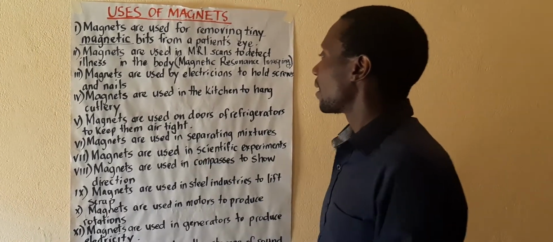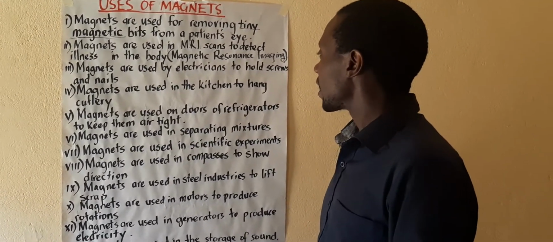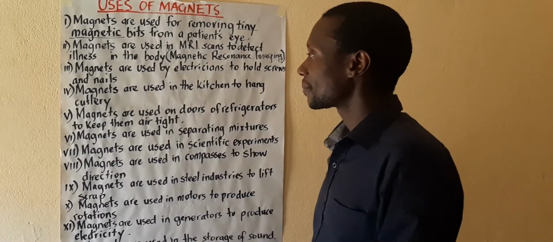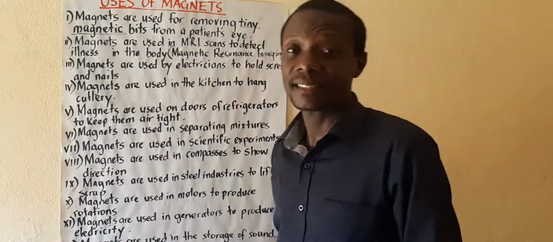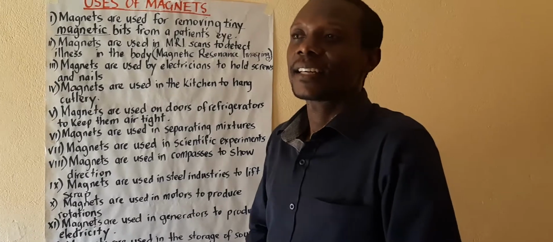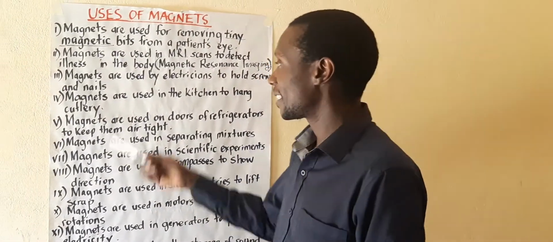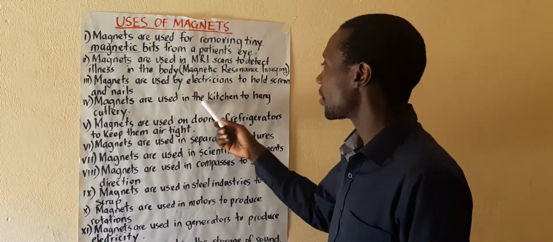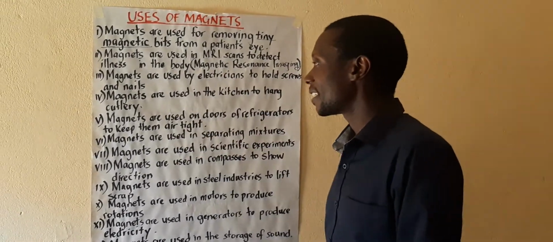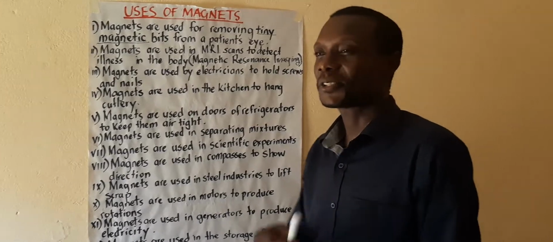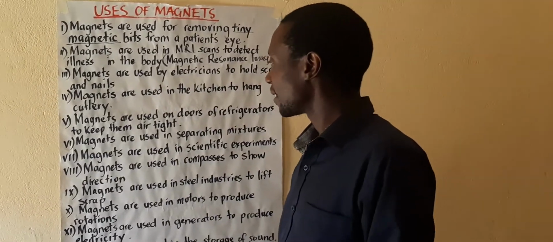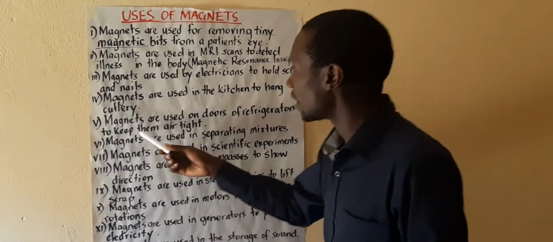Then 4, magnets are used in kitchens to hang cutlery. I can just decide to ask you, how does your mother make use of magnets at home? And that is the best response. Magnets are used in the kitchen to hang cutlery. Everyone knows that it is your mother that usually goes to the kitchen, or that usually uses the kitchen.